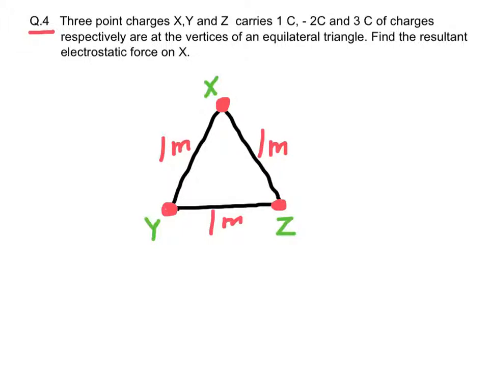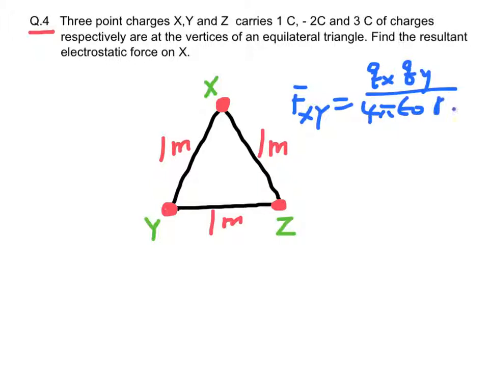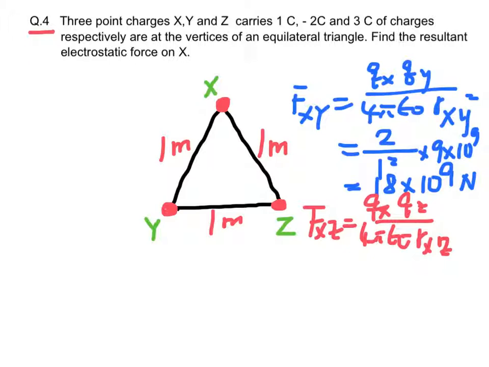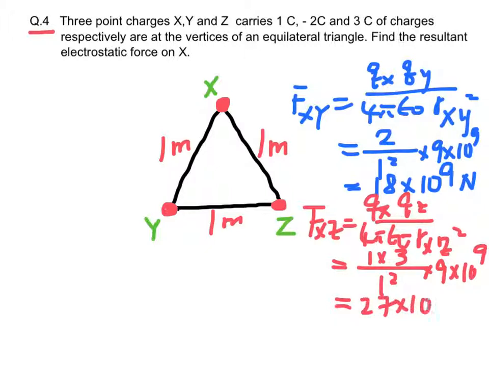Question number 4. Force between xy equal to Qx Qy over 4 pi epsilon r xy square equal to 2 over square of 1 times 10 to the power 10, which is equal to 18 times 10 to the power 9 Newton. Force between xz equal to Qx Qz over 4 pi epsilon r xz square equal to 1 times 3 over 1 square times 9 times 10 to the power 9, which is equal to 27 times 10 to the power 9 Newton.